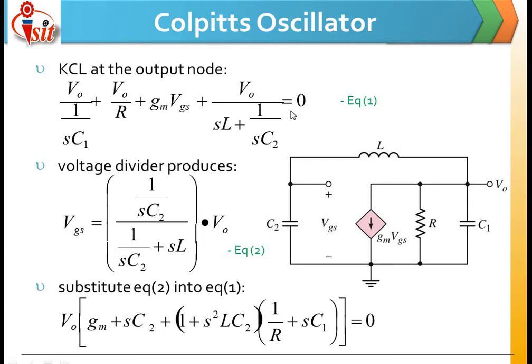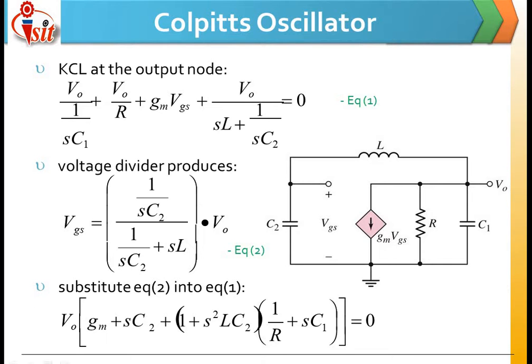The summation of incoming current is equal to outgoing current. Outgoing current is not present here, so it is considered equal to 0. We know the standard formula relating current and voltage, I equals V by R, so current is converted into voltage with respect to resistors. Then the voltage divider produces the VGS output, that is VGS equals (1/(SC2)) divided by (1/(SC1) plus SL) into V0. This is equation number 2, the source voltage expressed in terms of the output voltage.